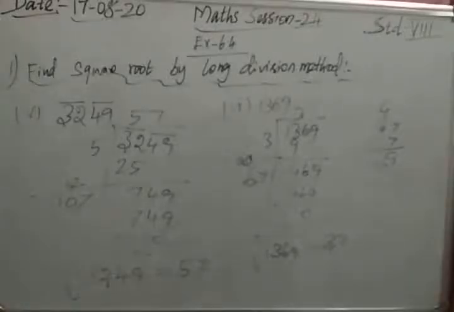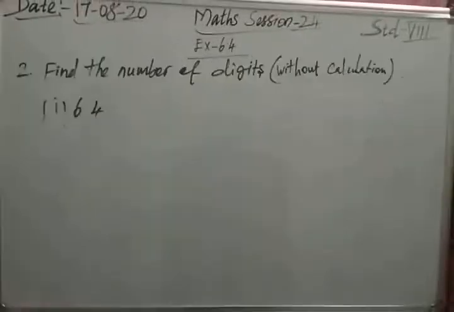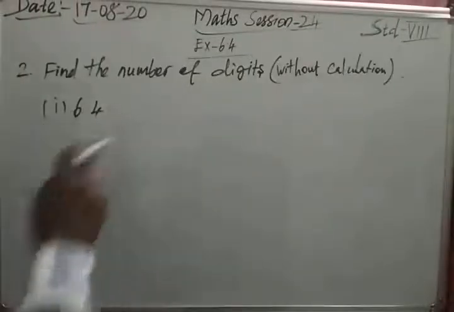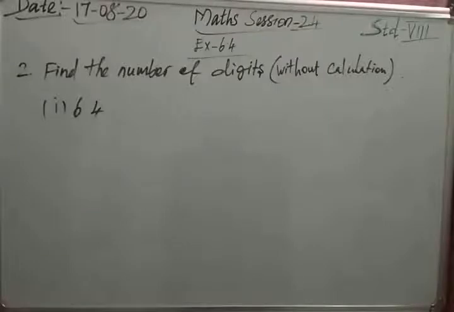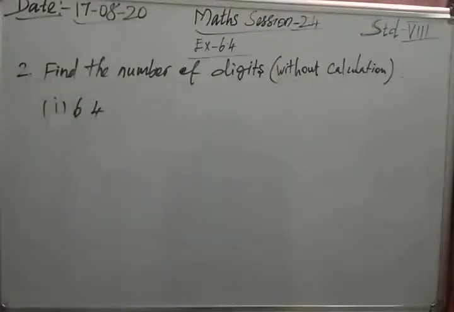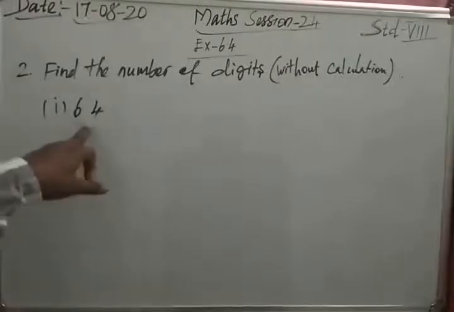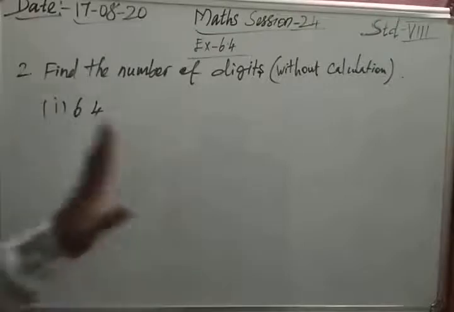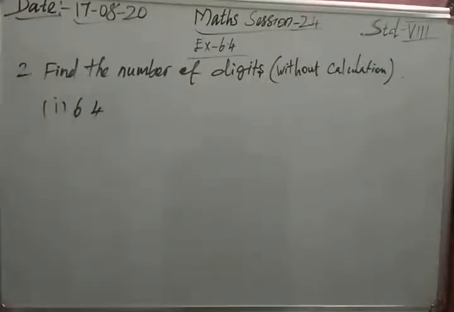Now, second question. For the first question, 64, they have given the heading: find the number of digits without calculation. That means we have to find the number of digits in the square root. If the given number is 64, we should not do the calculation, but we have to say how many digits the square root value will have.